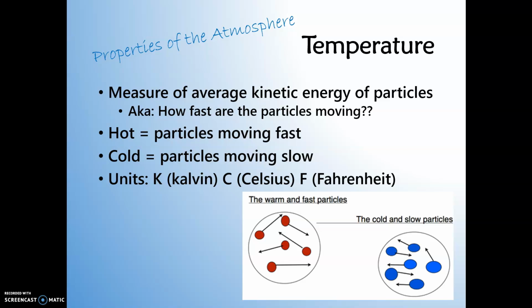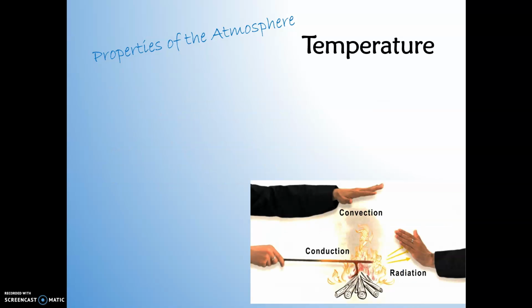That's a basic idea of temperature. We can measure the movement of molecules in different ways. We can use Kelvin, we can use Celsius, Fahrenheit. Science usually uses Kelvin or Celsius, and we commonly are probably more familiar with Fahrenheit, but just be aware of both of those. The energy can be transferred in the atmosphere, and it's this transfer that gives us our different weather patterns.